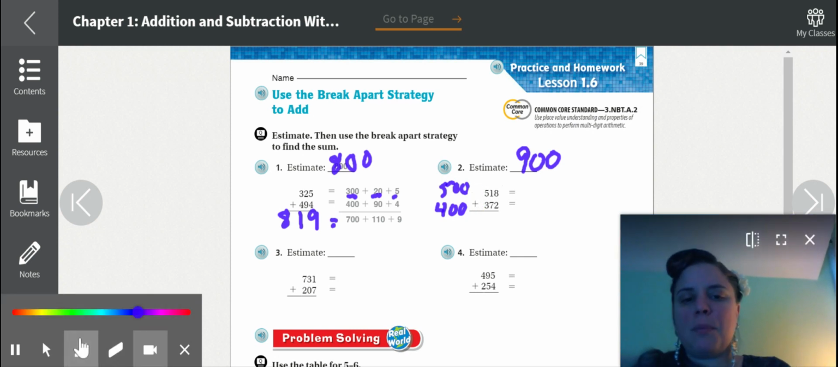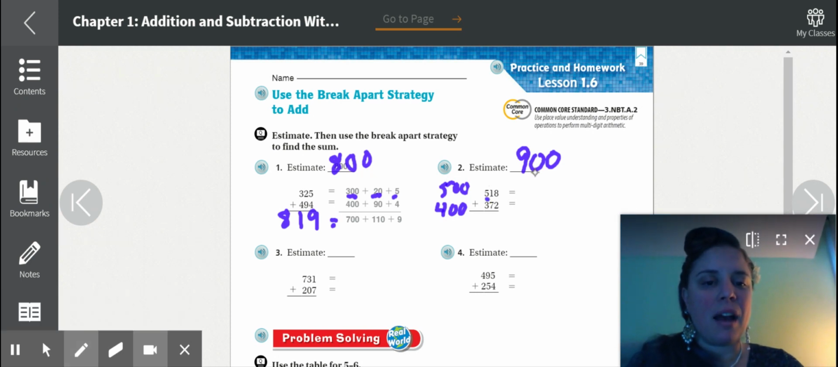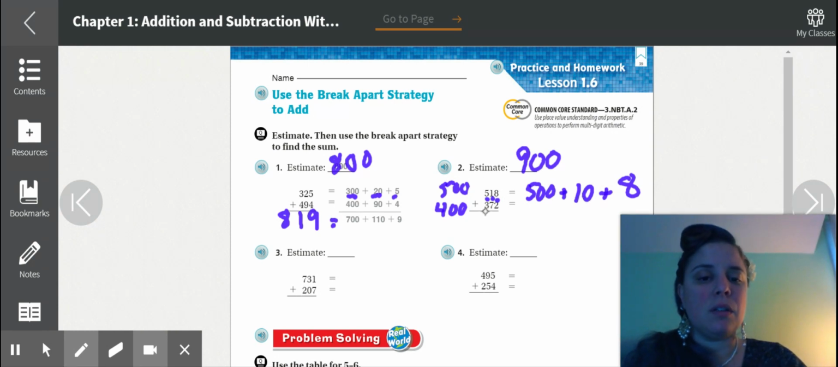So we'll start with the first number and look at the hundreds place first. In the hundreds place, we have a 5. In the tens place, we have a 1. And in the ones place, we have an 8. So it's 500 plus 10 plus 8. Now we need to look at the other number, 372. So we're going to look at the hundreds place, which is 300. Tens place, 70. And ones place, 2.